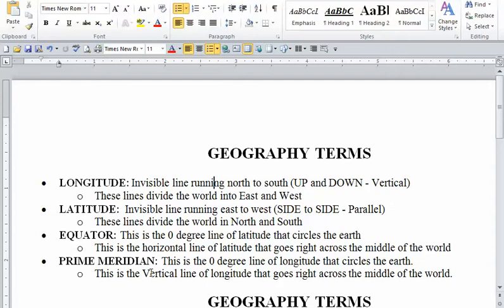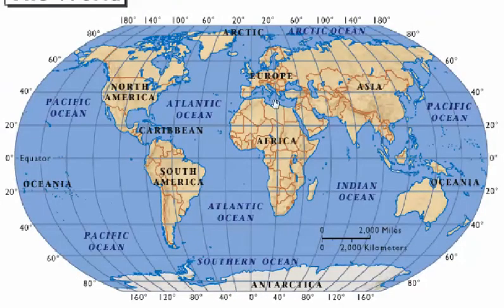First, longitude. Invisible lines that run up and down, vertical lines. These are lines that divide the world into east and the west. And if we go to our map, these are the lines that go up and down like this. Now, these are lines of longitude. This is the 0-degree line of longitude called the prime meridian, one of your other terms. So from here, right here is where you would start to decide if you're going east or west in your coordinates. East being this way to the right, and west being this way to the left.